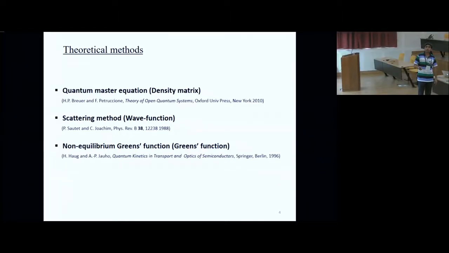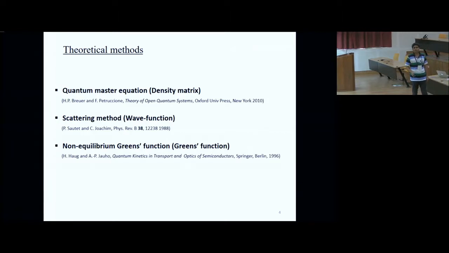Standard methods are the quantum master equation, which is based on the density matrix. There is also something called the scattering method, which is wave function dependent because it's amplitude. And then, of course, the non-equilibrium Green function method, which in principle is exact for most cases, as long as I can treat my bath as non-interacting.